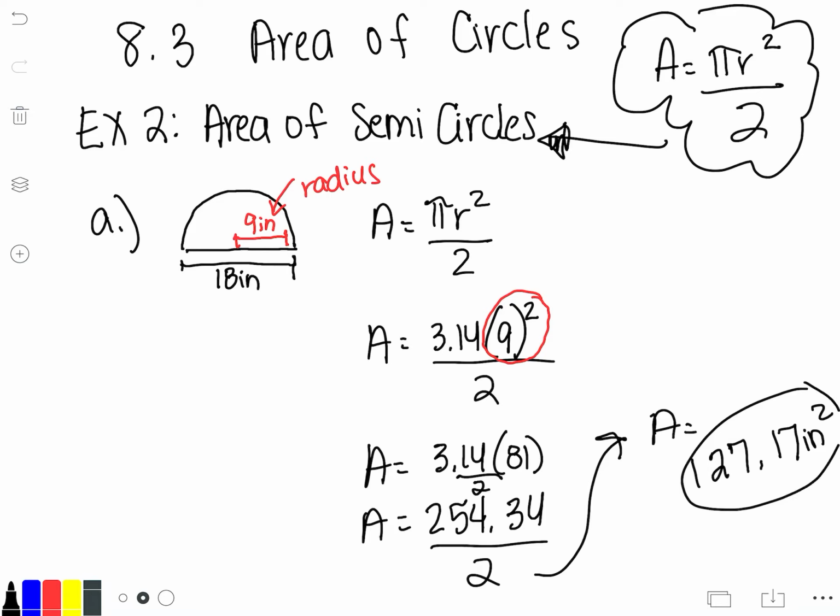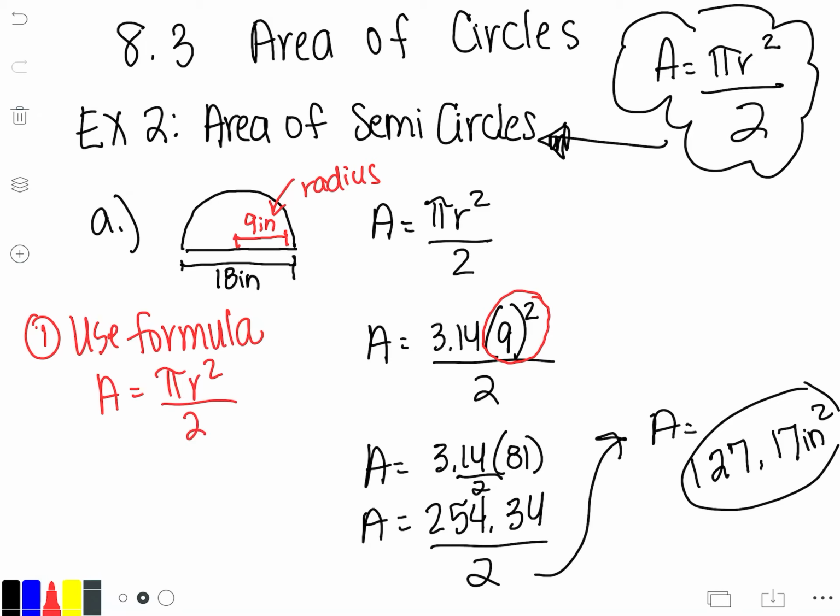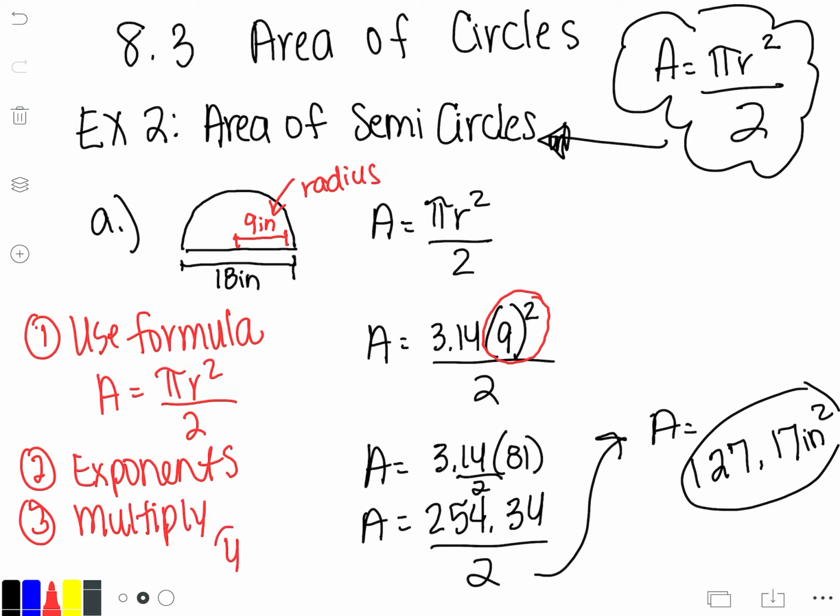So if you wanted the steps in writing, step 1, use formula. Step 2, exponents. Step 3, multiply. Step 4, divide. I know sometimes writing out the steps in words can be helpful.